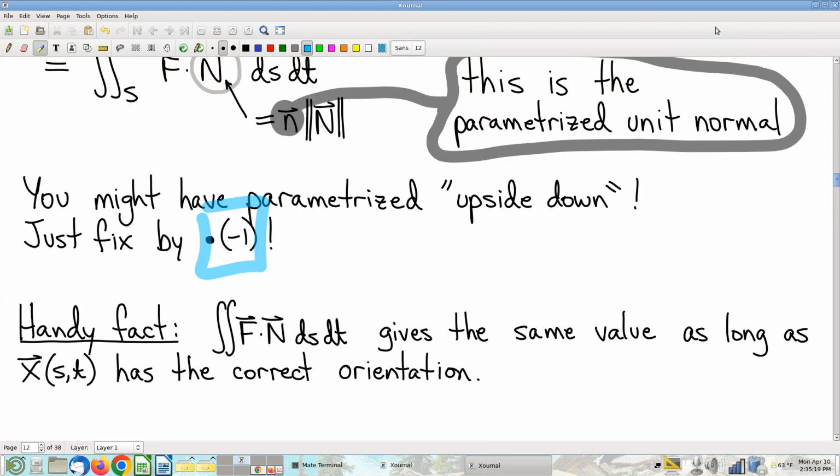If you have parameterized upside down, and I'll tell you next time how to tell whether you've parameterized right side up or upside down, you don't need to reparameterize. Just throw in a factor of -1 in the appropriate place and put a little comment that says, whoopsie, parameterized backwards, here's my -1, and then go on with your calculation.